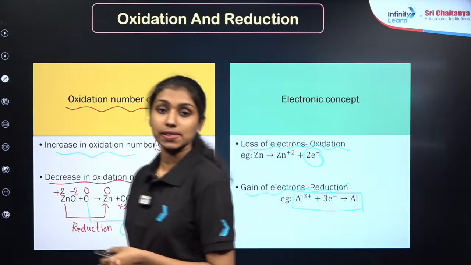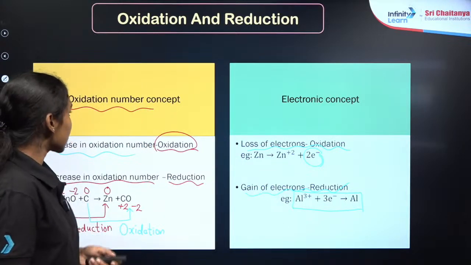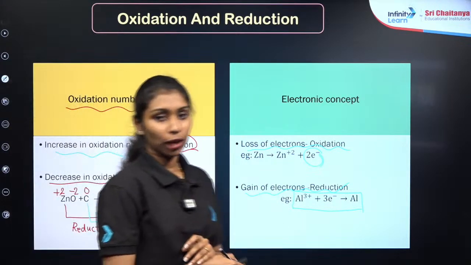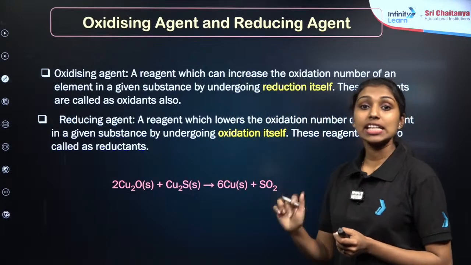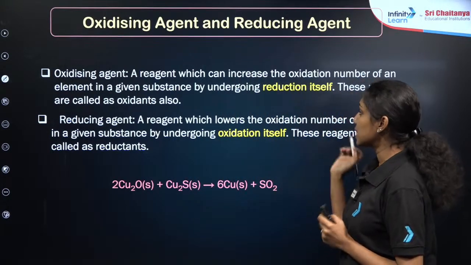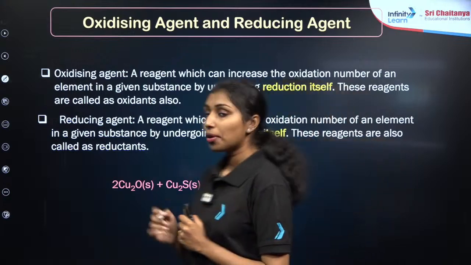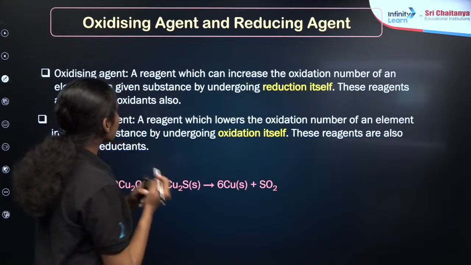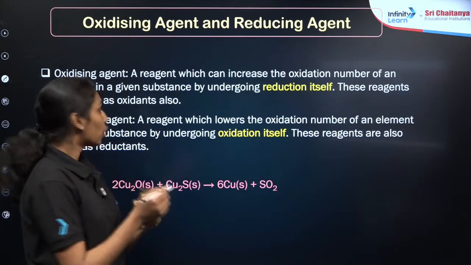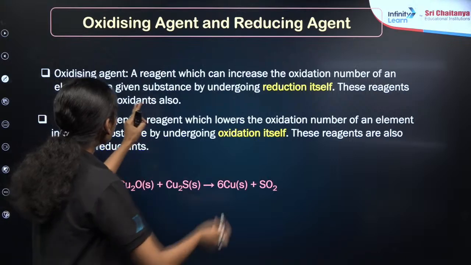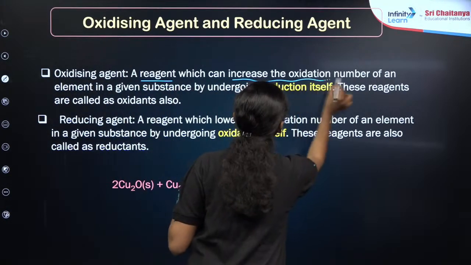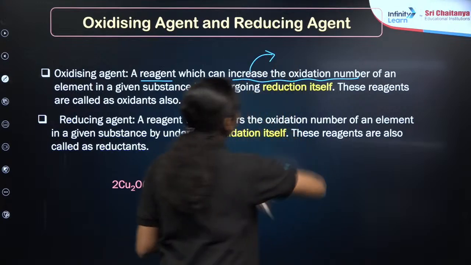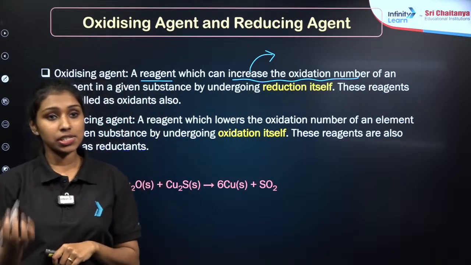So far we have discussed the 3 concepts of oxidation and reduction. I hope it was clear for everyone. Now let me move to the most important topic, that is oxidizing agent and reducing agent. As we already know, while changing the oxidation number, it will be oxidation or reduction, right? So if I am taking a reagent which can increase the oxidation number, what do you mean by increasing oxidation number? Does it undergo oxidation or reduction?